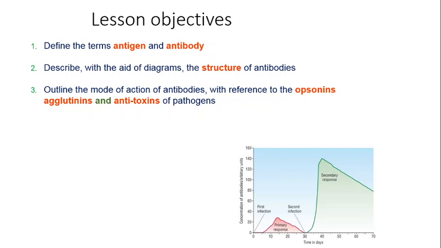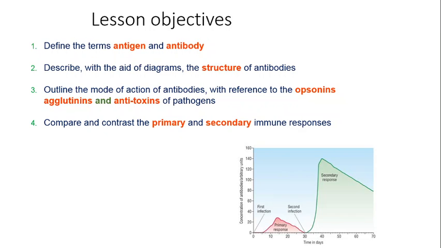We'll talk about different types, so opsonins, agglutinins and antitoxins. And then we'll look at the primary and secondary immune response.